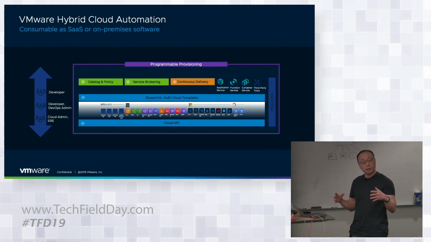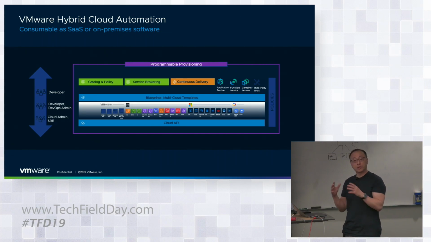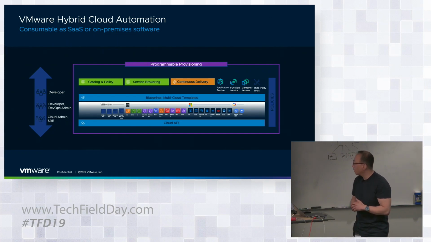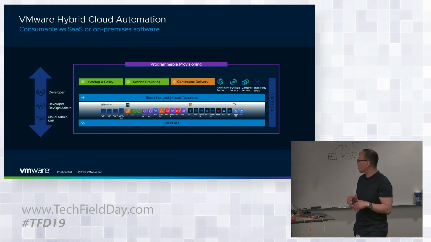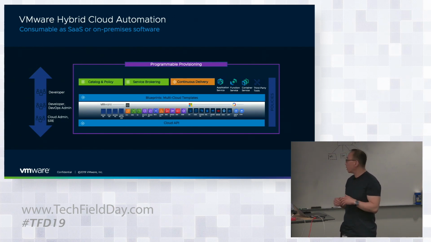The set of capabilities that we package up, right, into our products, and you may be familiar with vRealize Automation as our core automation platform, and also we've turned that into our SaaS offering, right? So cloud automation service. So you're going to see us talk about that primarily today. So what are the key capabilities? Catalog and policy, service brokering, continuous delivery, right? Capabilities around application services, function as a service, container services, third-party tools, all with a common policy and governance layer, and the ability to create native templates, right, that you can deploy into multiple public clouds, AWS for sure, Azure, GCP, and additional public clouds as you go forward.